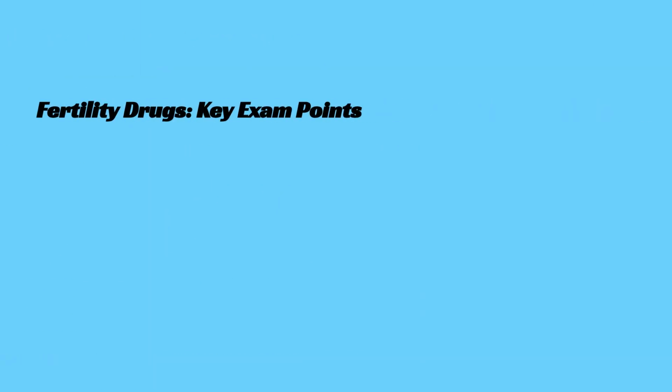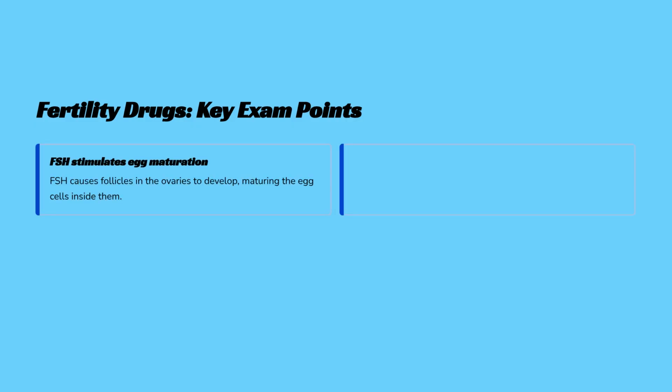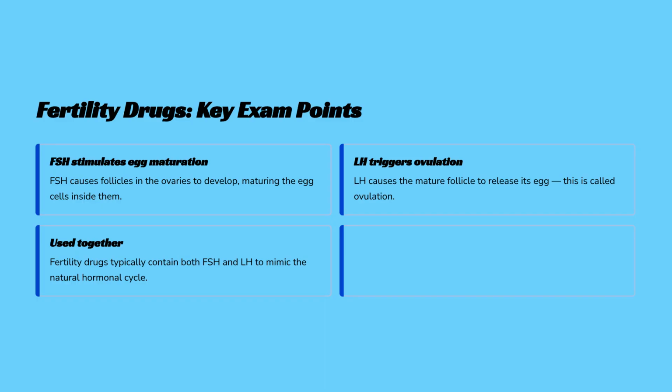For your exams, remember these key points. FSH matures the eggs. LH triggers ovulation. They are often used together to mimic the natural cycle, and while these drugs improve chances, they do not guarantee pregnancy.